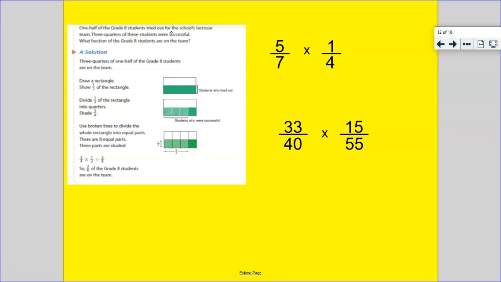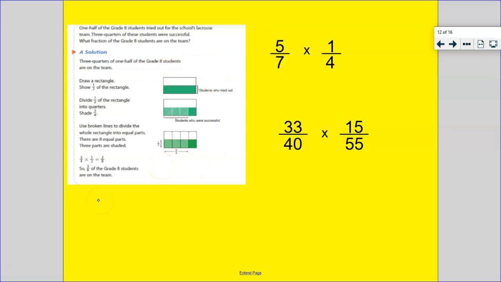So you can draw a rectangle here and show half of the rectangle. So that's the students who tried out. And divide half of the rectangle into quarters, like they did here. And that's the students who were successful. And then use broken lines to divide the whole rectangle into equal parts. Okay, so we're going to continue those lines on there. And then that shows you that 3/8 of the grade 8 students are on the team. Okay, so this is a nice visual, works well.